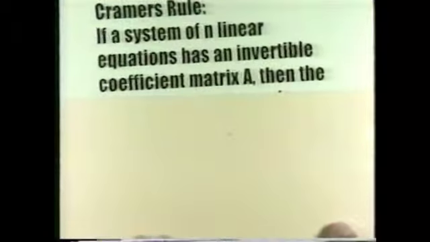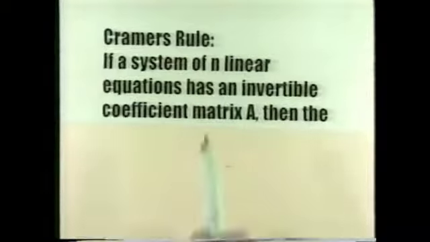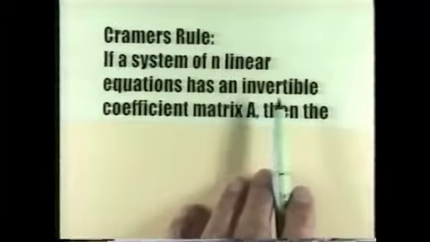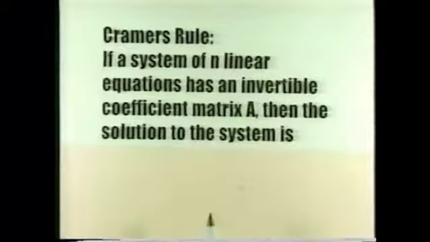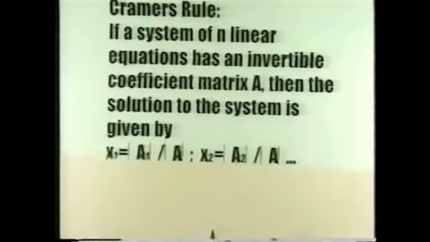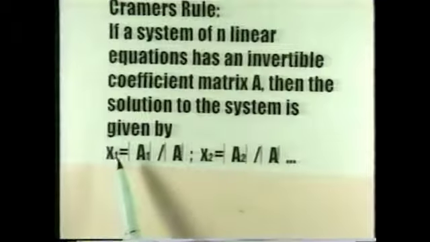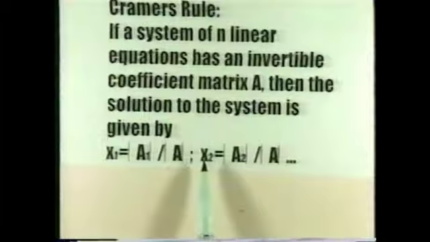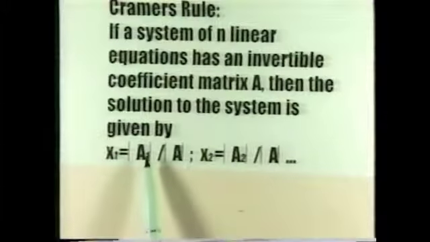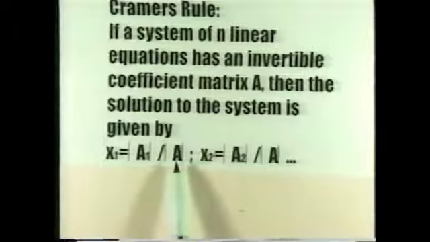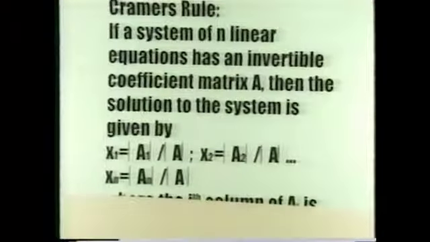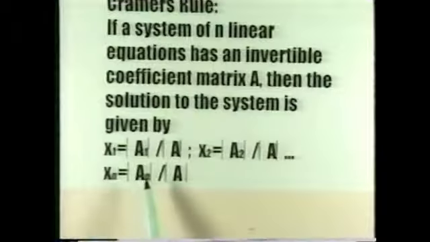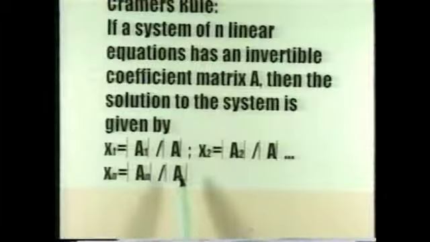Okay, now let's look at Cramer's rule. If a system of n linear equations has an invertible coefficient matrix A, then the solution to the system is given by x1 is equal to the determinant of A1 divided by the determinant of A, x2 is equal to the determinant of A2 divided by the determinant of A, and so forth out to xn is equal to the determinant of An divided by the determinant of A.